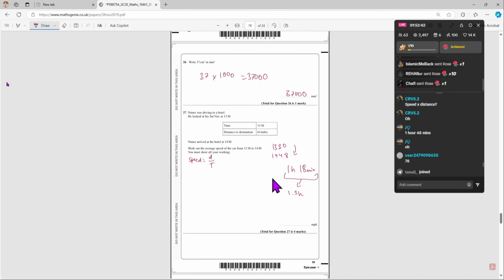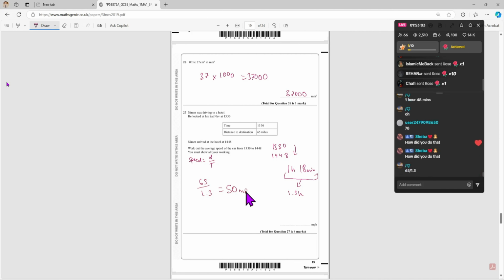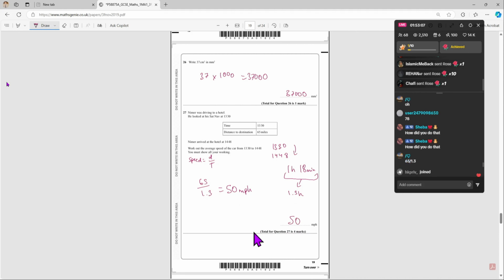So we know the time taken, we know the distance, we need to calculate the speed. So speed, distance is going to be 65 divided by 1.3. Use a calculator to get 50 miles per hour, which is the average speed. 50 miles per hour.